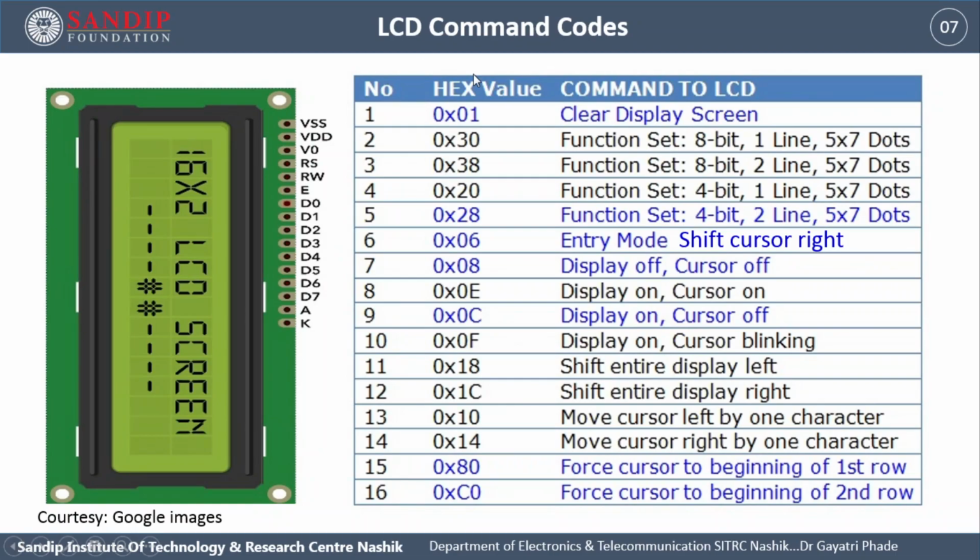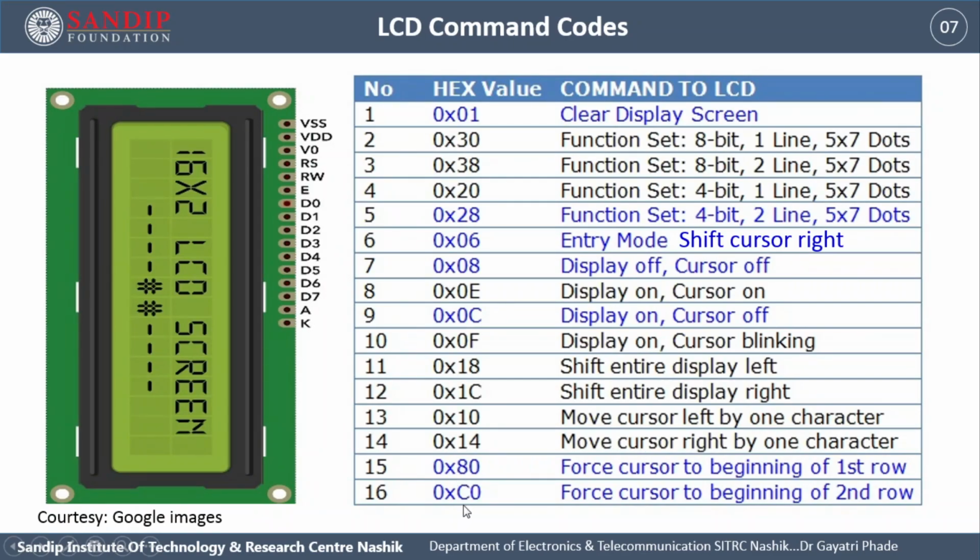18 is shift entire display left. 1C is shift entire display right. With 10 move cursor left by 1 character. With 14 move cursor right by 1 character.